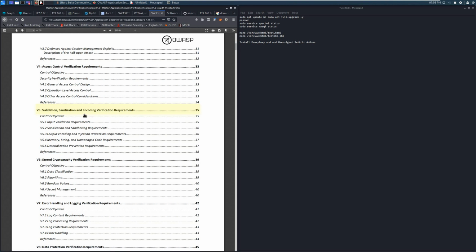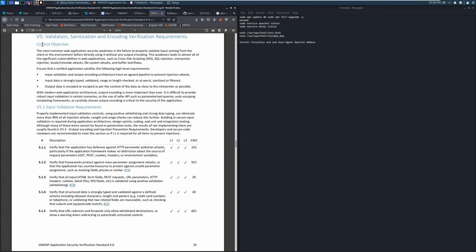Okay, for example, this one, validation, sanitization, and encoding verification requirements. Let's click on it. So here you have the main chapter, validation, sanitization, and encoding verification requirements. And here is a subsection called input validation requirements. And here are checks which you have to perform. And now on the right side, you actually see whether this check should be performed for level 1, level 2, or level 3, or for example, this one for all of them.